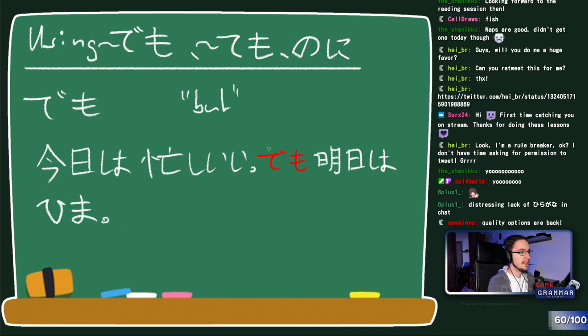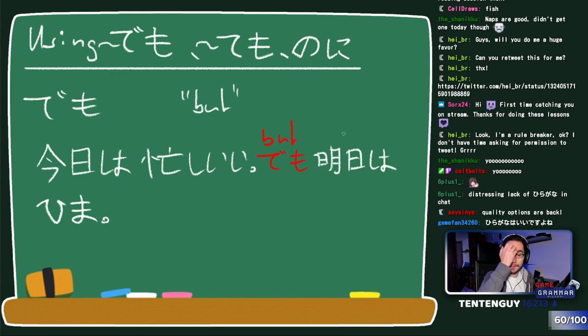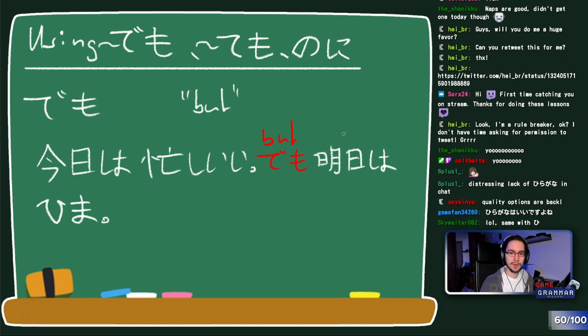So here, it's fairly straightforward. It's just kind of like a but. I'm pretty sure that in English class, a lot of us have been told not to start a sentence with but, at least in essay writing. As far as I know, no such rule exists with demo in Japanese. It is perfectly fine to start a sentence with demo if it is a contrast towards the last sentence.